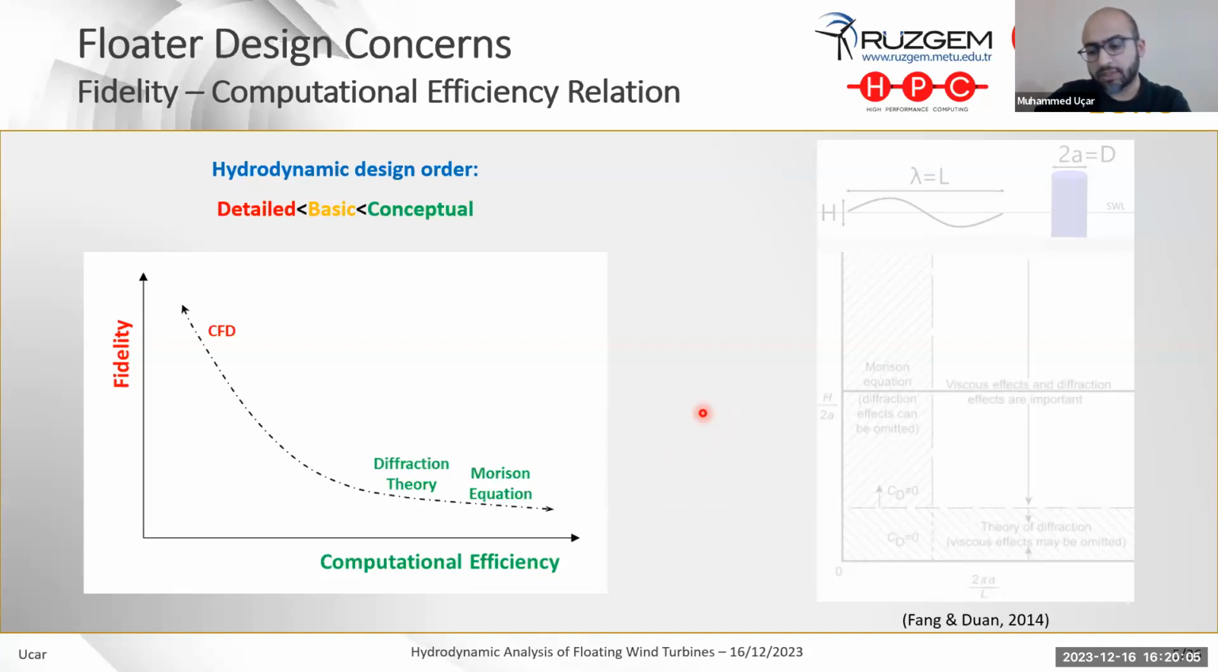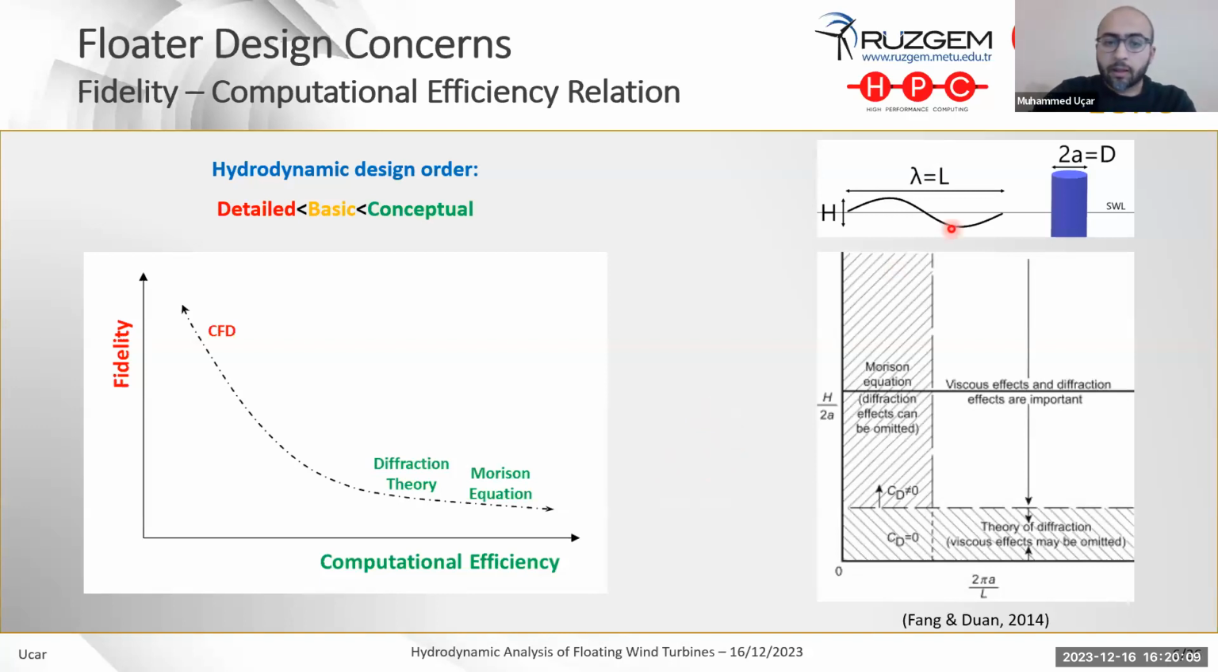So at the right-hand side, you see that the use of diffraction theory and the Morrison equation depends on the dimension of the member. If the diameter of the member is less than 20% of the wavelength, we are in the Morrison equation regime. We omit the diffraction effects; the member is called a hydraulically transparent structure. On the other hand, if D over L is greater than 20%, then we are in the diffraction theory region. For low fidelity, we sacrifice the viscous effects.